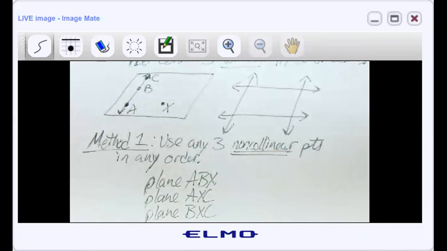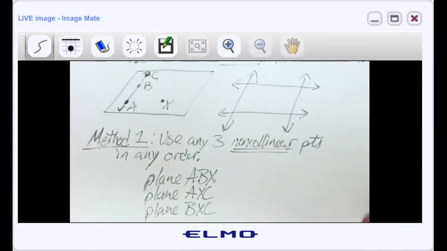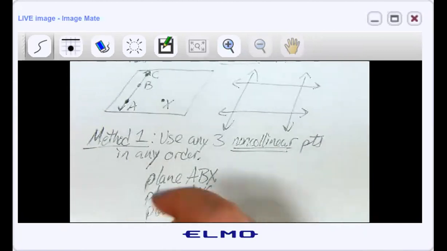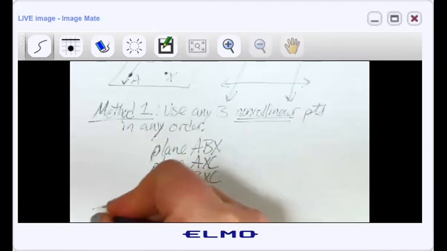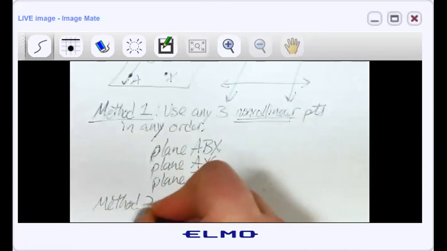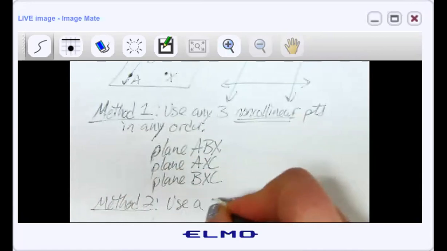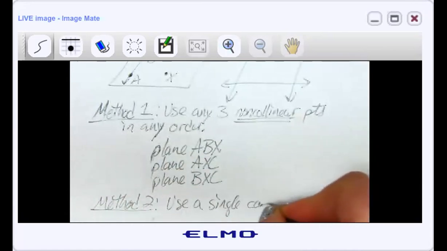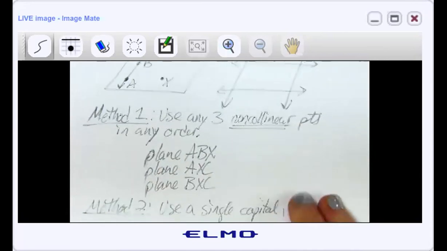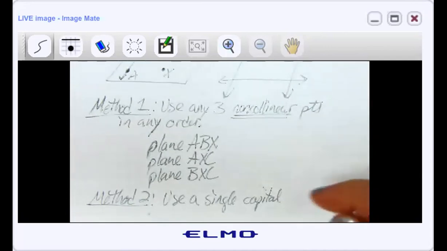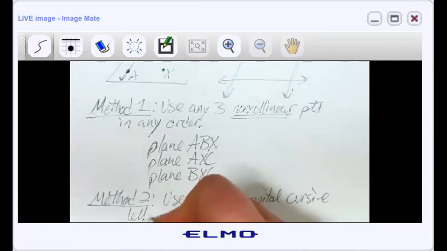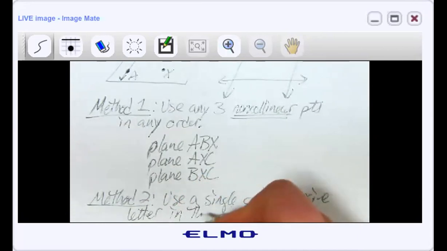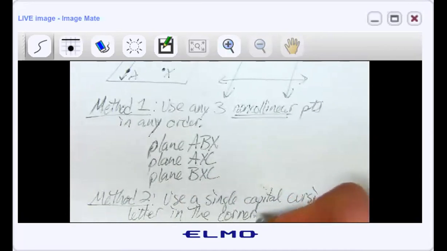All right, and then method 2. I like it because it's simpler, but you don't always get this option. So method 2, I'm going to zoom down a little bit, and then I'll put it back in my diagram. Use a single capital, cursive letter in the corner. I don't know why it's always in the corner, but it is.